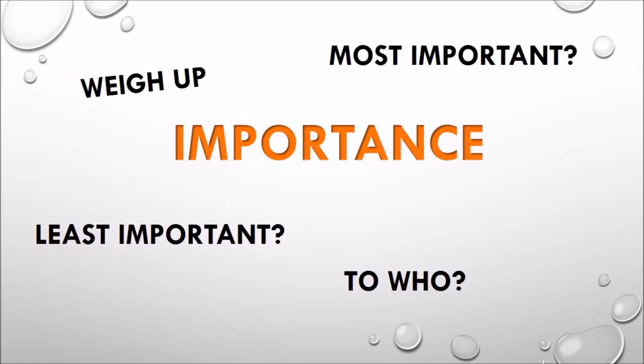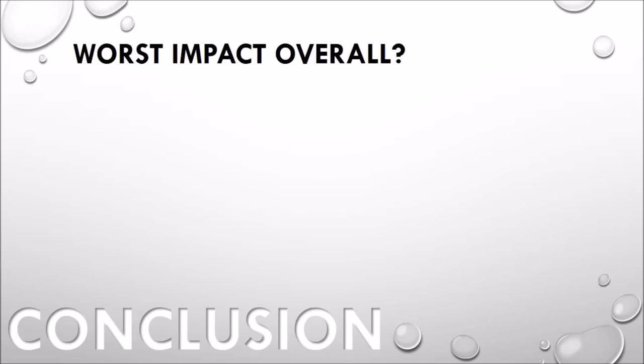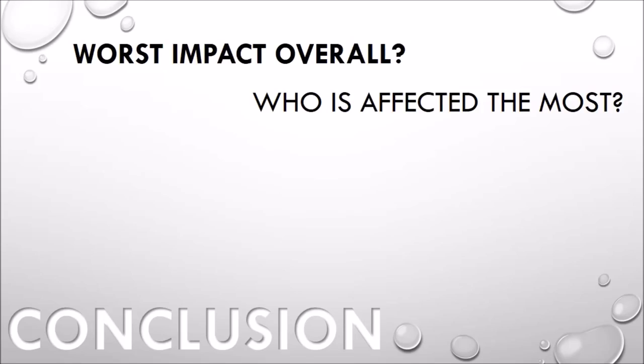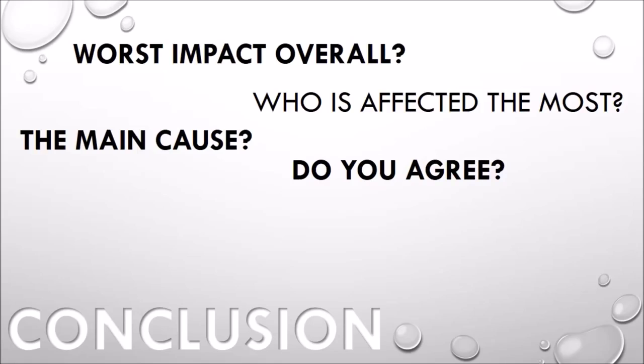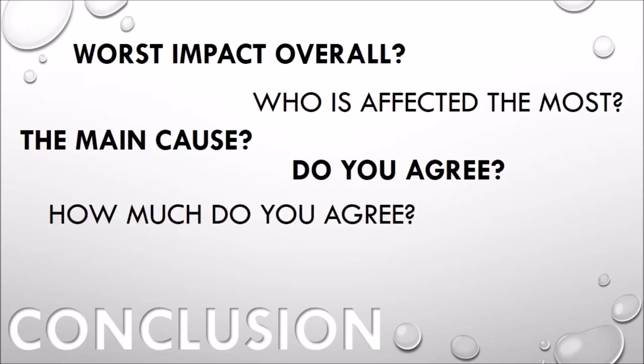And finally, don't forget to include your own judgement. This depends on the question, but some ideas you can look at are asking which impact was the worst overall, and who was affected the most. What is the main cause of the famine? Do you agree with the statement in the question? Do you agree a lot, a little, or only with some aspects? Now let's look at some examples.